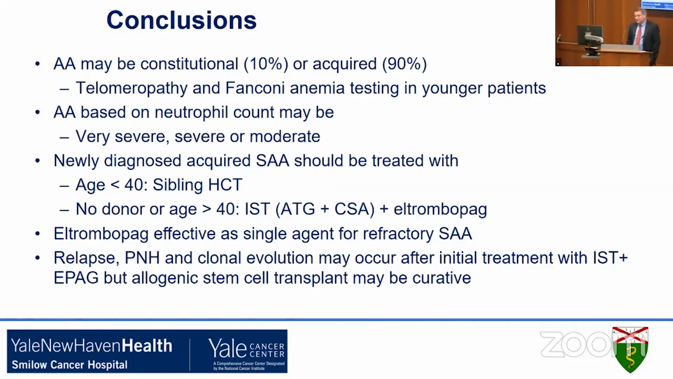Finally, relapse, development of clinically significant paroxysmal nocturnal hemoglobinuria and clonal evolution may occur after initial treatment with immunosuppressive therapy and eltrombopag, but allogeneic stem cell transplantation may be curative for some of these patients.